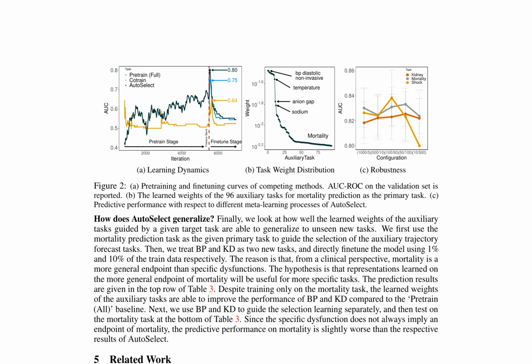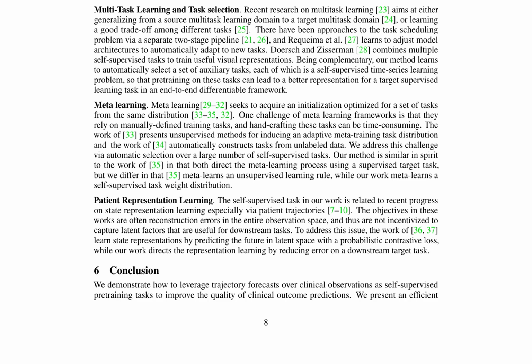Furthermore, the paper explores how AutoSelect generalizes to unseen new tasks. It uses the mortality prediction task as the primary task to guide the selection of auxiliary trajectory forecast tasks, and then tests the model on blood pressure and kidney dysfunction tasks. The findings indicate that the learned weights of the auxiliary tasks are able to improve the performance of these new tasks compared to the pre-train all baseline. Conversely, when using blood pressure and kidney dysfunction to guide the selection learning, the predictive performance on the mortality task is slightly worse than the respective results of AutoSelect.